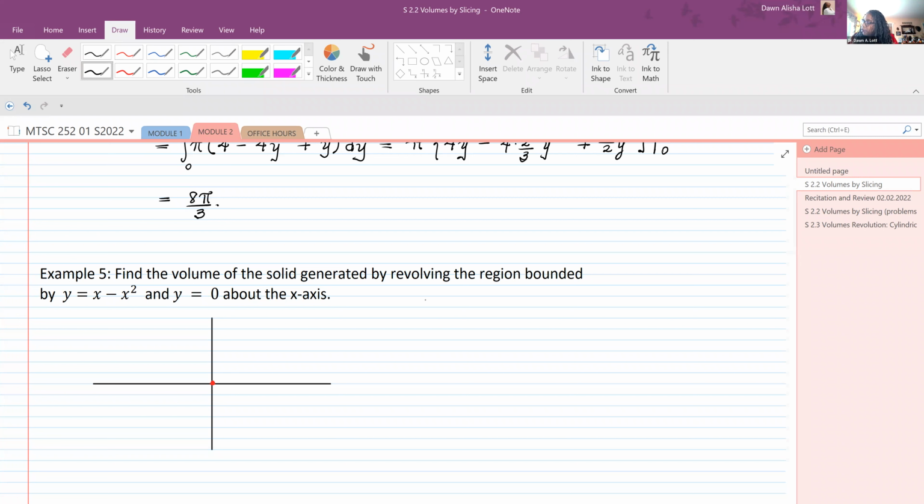So I have y is equal to x minus x squared. So I would get 0 is equal to x minus x squared, which is x times 1 minus x. That would tell me x is equal to 0 and 1 are my x-intercepts. So therefore, the parabola I want looks like this. There's my region.